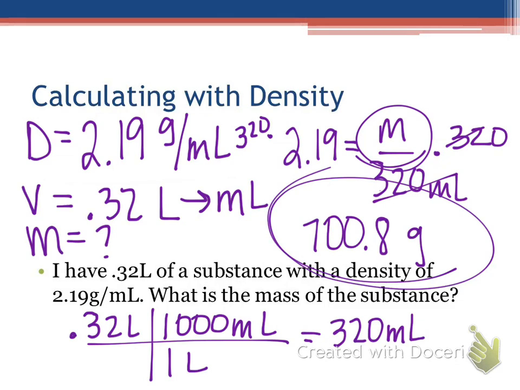All right, how do we feel? The reason we multiplied those two numbers is because mass was in the numerator already. We wanted to get it by itself. So we took 320 and multiplied it on the right side, and whatever I do on the right, I have to do on the left.